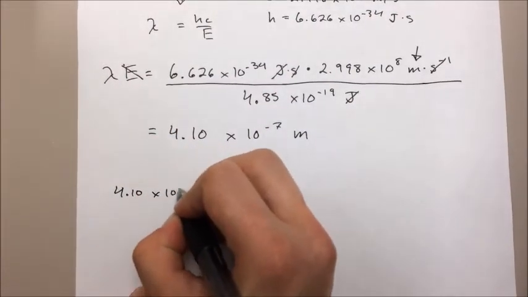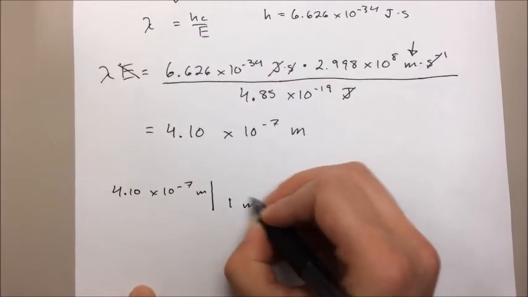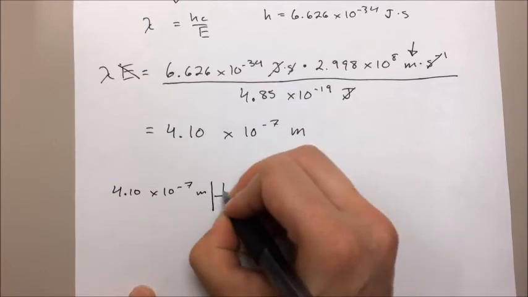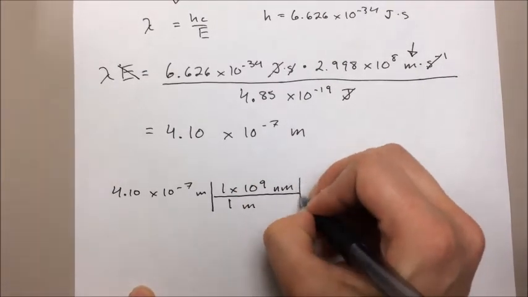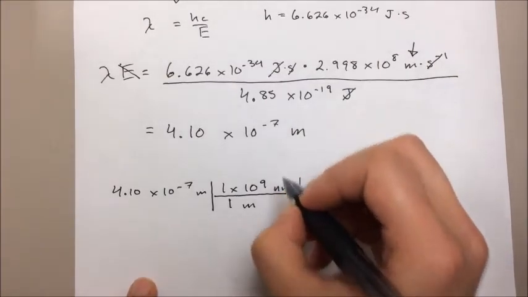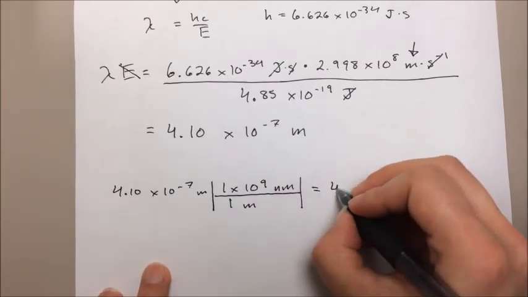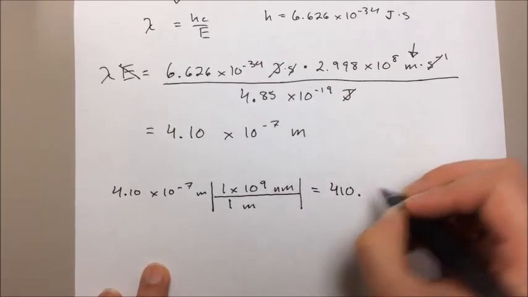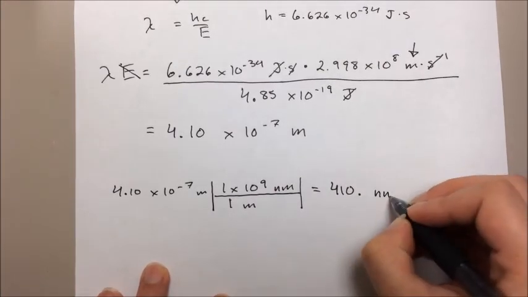4.10 times 10 to the minus 7th meters. We know that 1 meter is 1 times 10 to the 9th nanometers. That's how many nanometers are in a meter. Whenever you're going from a larger unit to a smaller unit, you always multiply. If we do that, we get 410, the dot to denote this is 3 significant figures, nanometers.